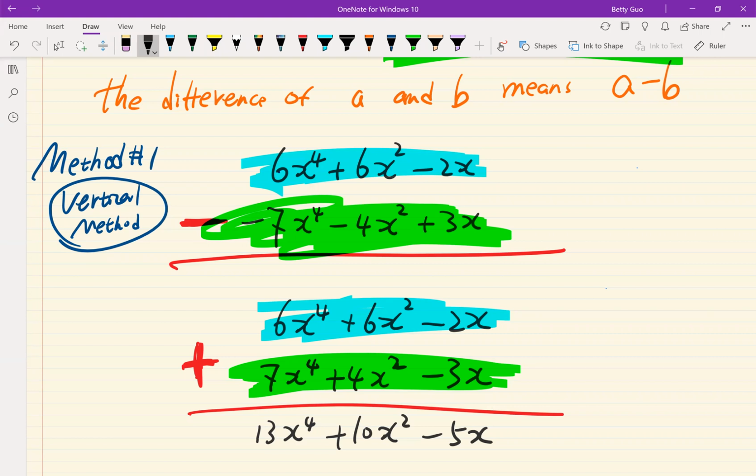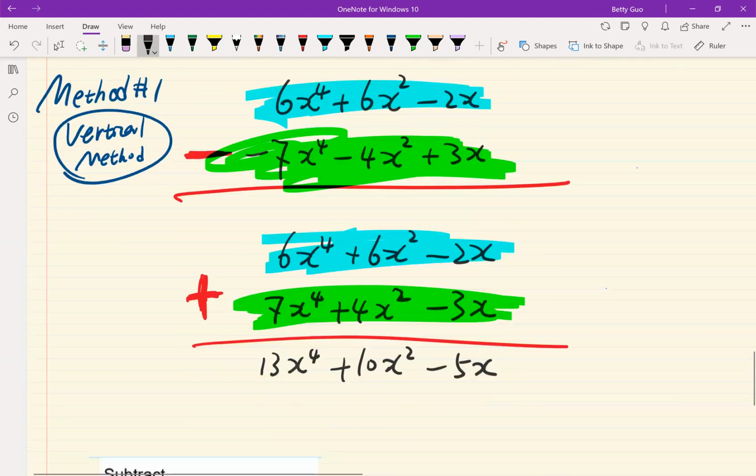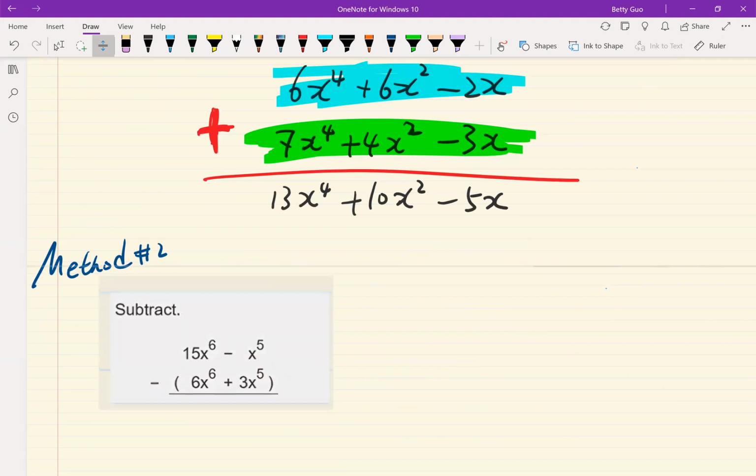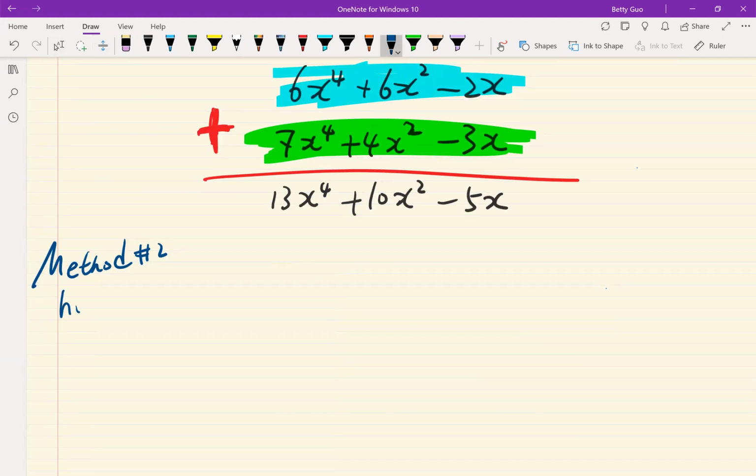Any questions? If not, let me show you the second method. The second method is called the horizontal method. Since, as I said, we have to finish everything this week, you don't have much time to practice in class. So my lab math is your practice. They are due next Tuesday. Everything is due next Tuesday. So make sure you know.